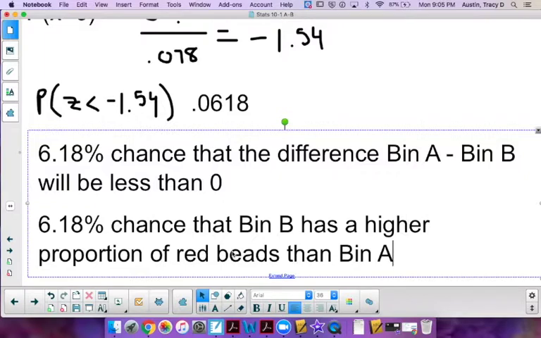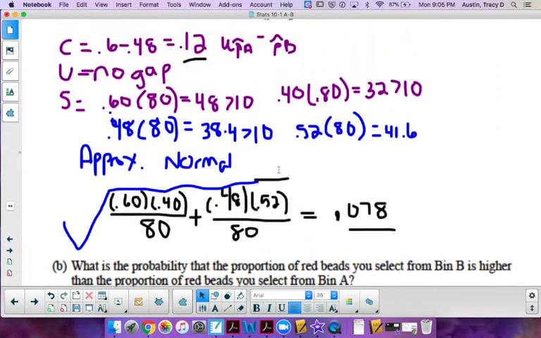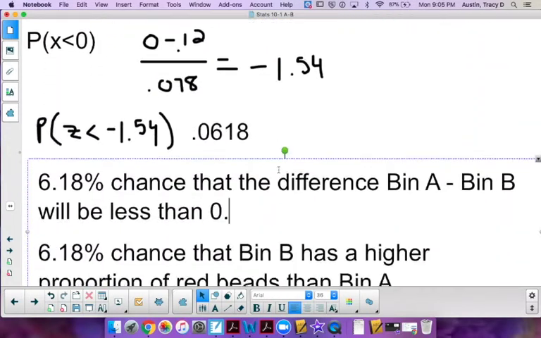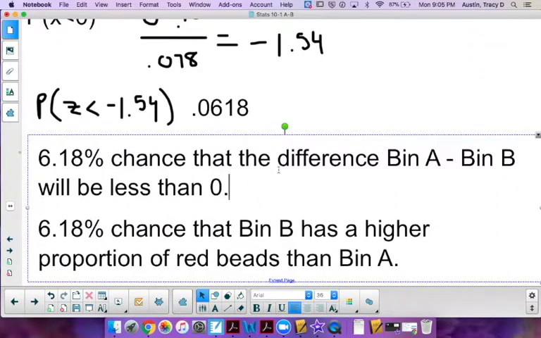So those are basically the same exact answer. This way I'm showing that I'm subtracting and getting less than 0. This way I'm stating basically what that means. It means that bin B is higher. Okay, so that's just a probability question based on the difference of a proportion. And that's real popular for the first couple of parts of an open response question, and then they get into either the confidence interval or the inference test.